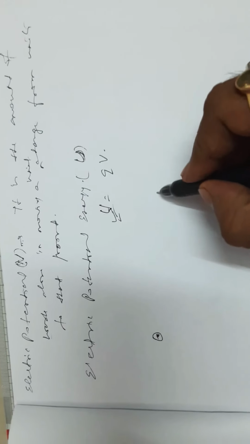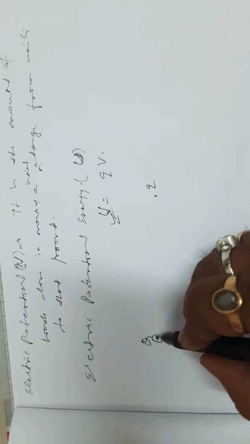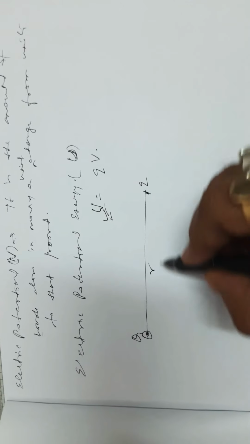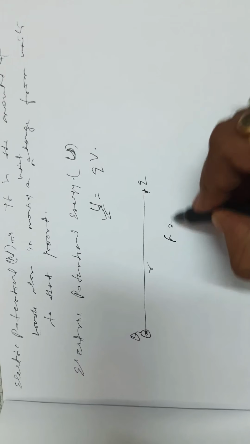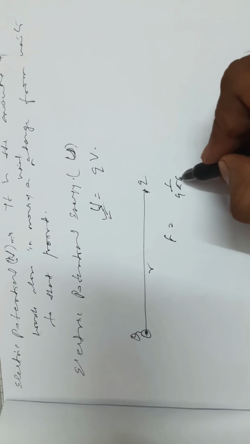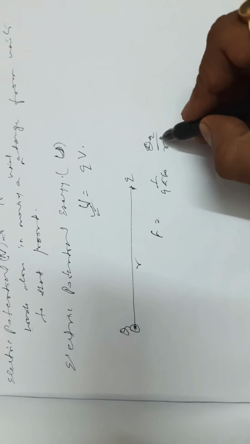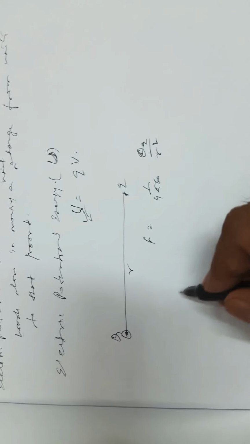And there is another charge q. The distance between these is R. So the force between these two is given by 1 by 4 pi epsilon naught capital Q small q by R square.